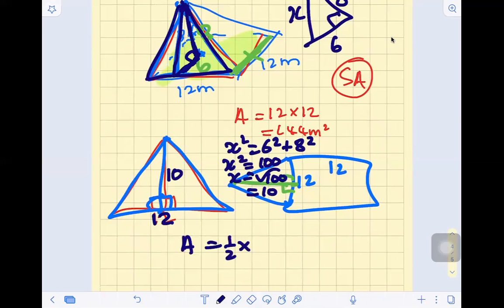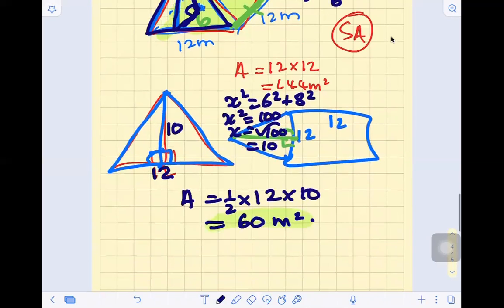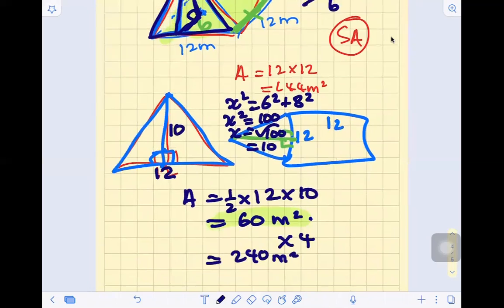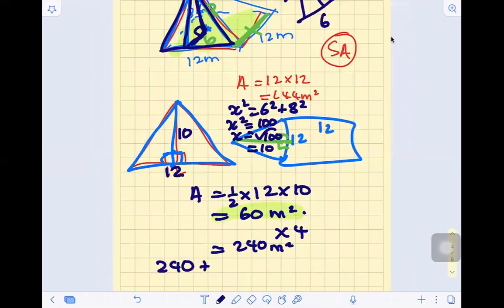So its area is half times 12 times 10. 6 tens are 60 meters squared. So there are going to be 4 of those, so that's 240 meters squared. Plus, if you do 240 plus 144, that would be 384 meters squared, and that would be the total surface area of the pyramid.